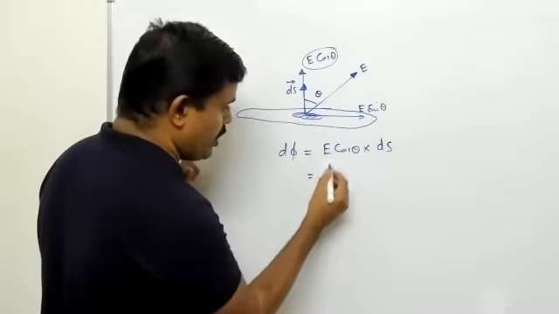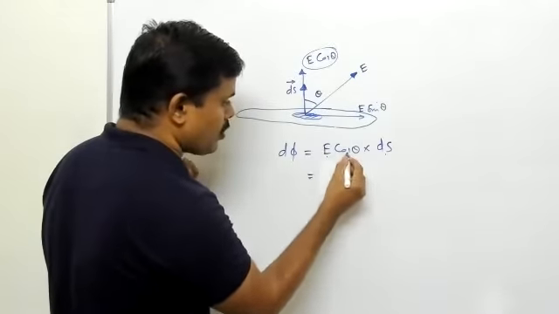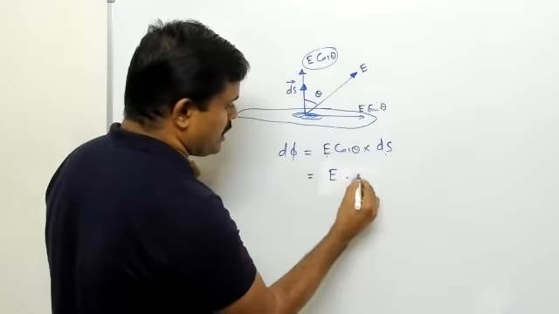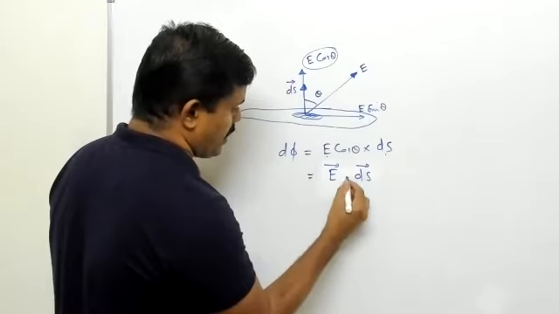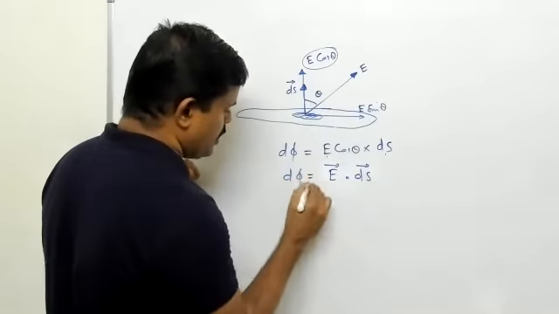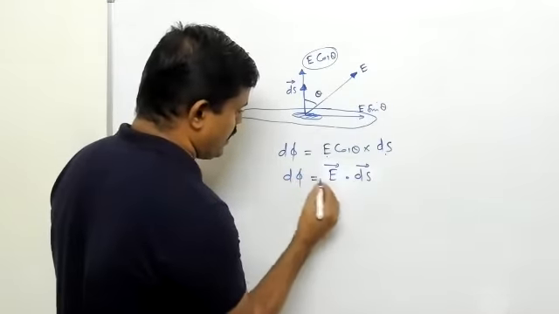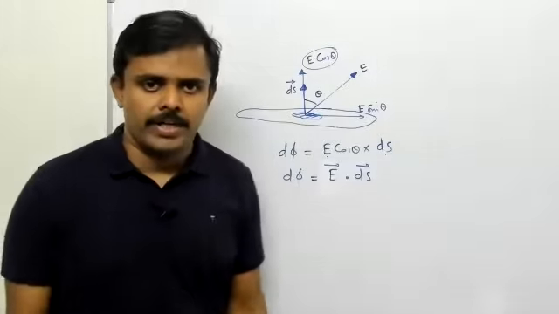So this looks like what? A B cos theta. AB cos theta is A dot B. So this is how small flux is written: d phi is equal to E dot ds.